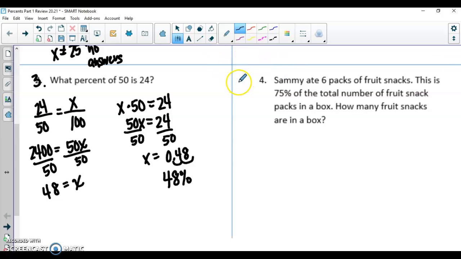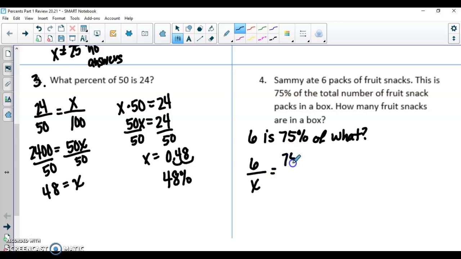Last one here, Sammy ate 6 packs of fruit snacks. This is 75% of the total number of fruit snack packs in a box. How many fruit snacks are in a box? So looking at this one, 6 is 75% of what? Because the what is our total there. So if we are doing a proportion, we're going to have 6 over x equals 75 over 100, part of the box over the whole box. So cross multiplying, 600 equals 75x, divide through by 75 on both sides, and you're going to get 8 equals x.